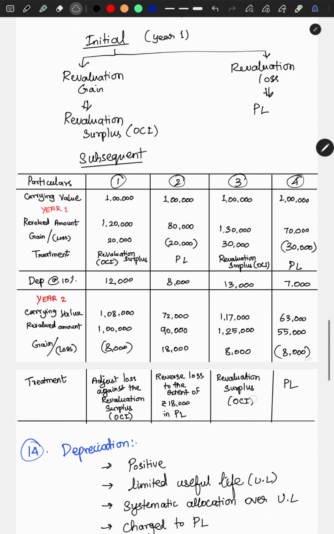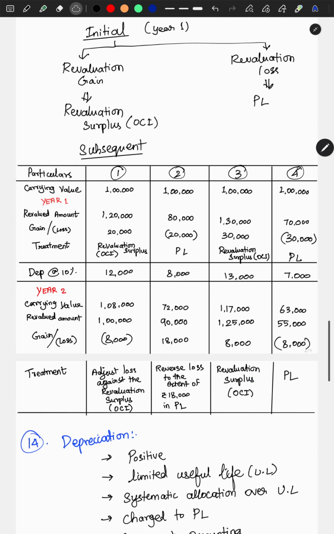Now we might get a doubt, there is still a balance of 2,000 loss. So what if next year there is a gain or loss? In the next year if there is a gain, then to the extent of 2,000 we can adjust, and the rest will go to revaluation surplus. If there is a loss, it is this 2,000 plus the extra loss.